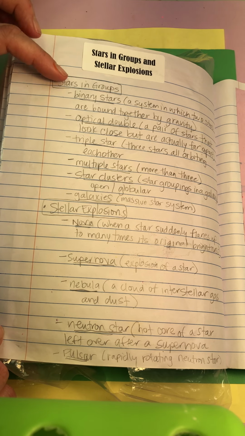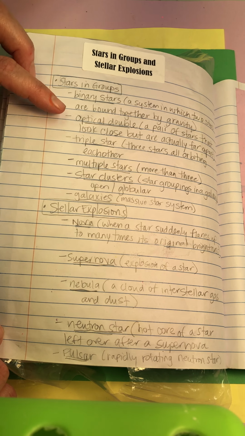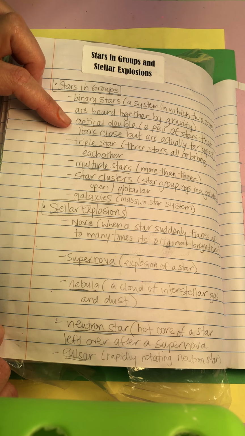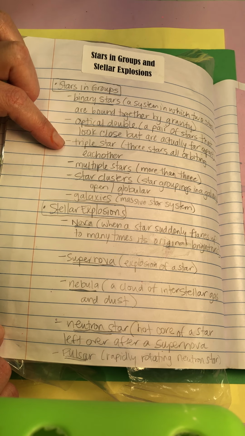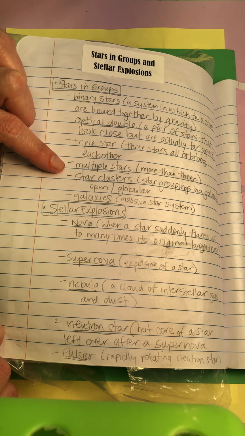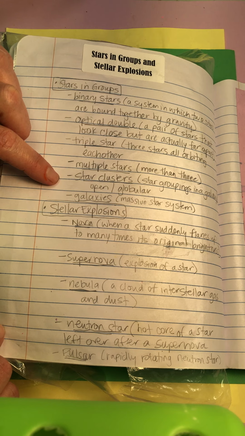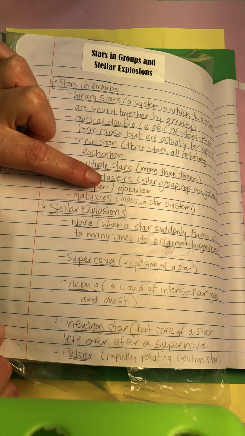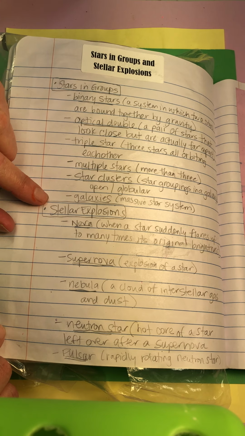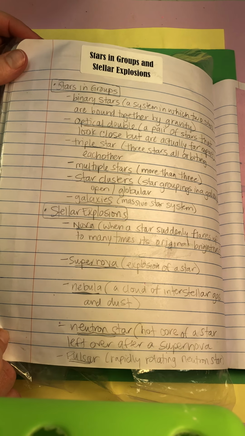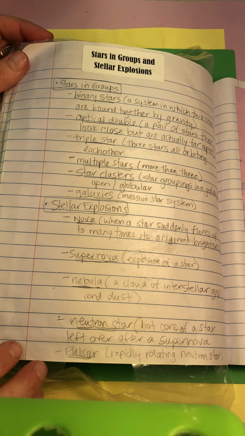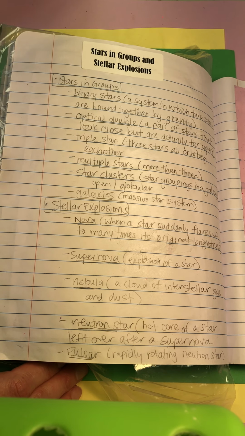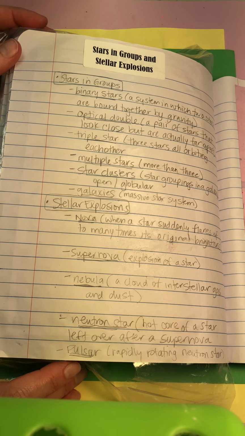So you see, we've got stars in groups, 2 together. We have 2 that look like they're together, but they're very far apart. Then we have triple stars, 3 together, and multiple stars, more than 3, so 4 or 5, whatever. Then we have clusters, groups of them together, either an open cluster or globular, or then an entire galaxy. So stars seem to kind of go in groups. That's pretty cool.